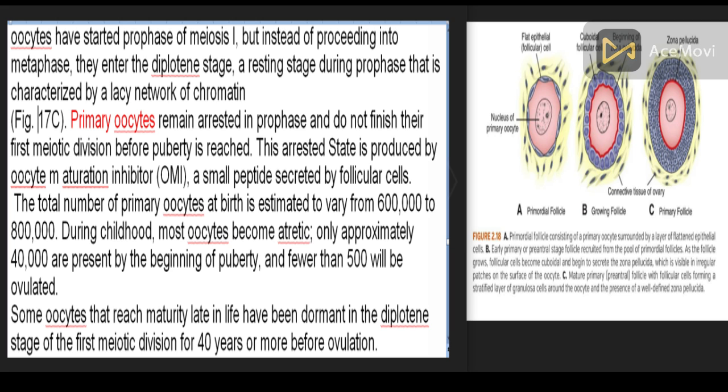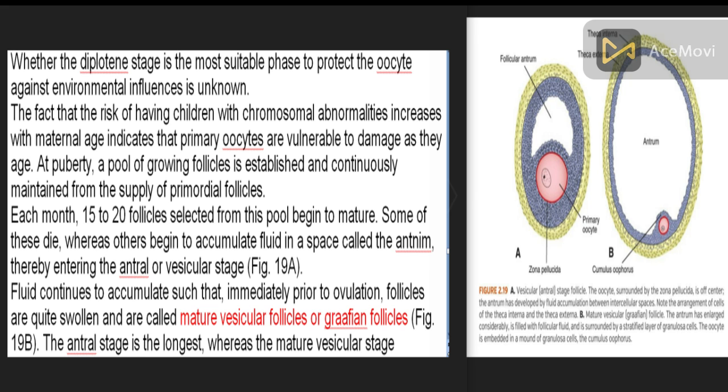During childhood, most oocytes become atretic; only approximately 40,000 are present by the beginning of puberty, and fewer than 500 will be ovulated. Some oocytes that reach maturity late in life have been dormant in the diplotene stage of the first meiotic division for 40 years or more before ovulation. Whether the diplotene stage is the most suitable phase to protect the oocyte against environmental influences is unknown. The fact that the risk of having children with chromosomal abnormalities increases with maternal age indicates that primary oocytes are vulnerable to damage as they age.